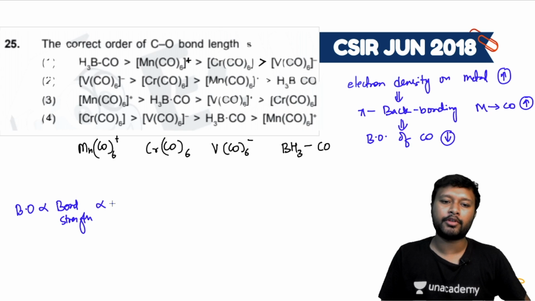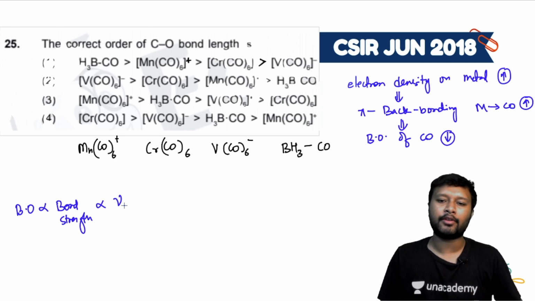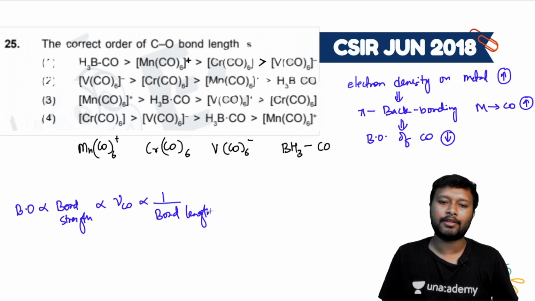Okay, it's proportional to your carbonyl frequency as well. It's also proportional to the frequency of the two things. If we are talking about carbonyl here, so it's carbonyl frequency, and it's inversely proportional to your bond length. Okay, so this is what it is.